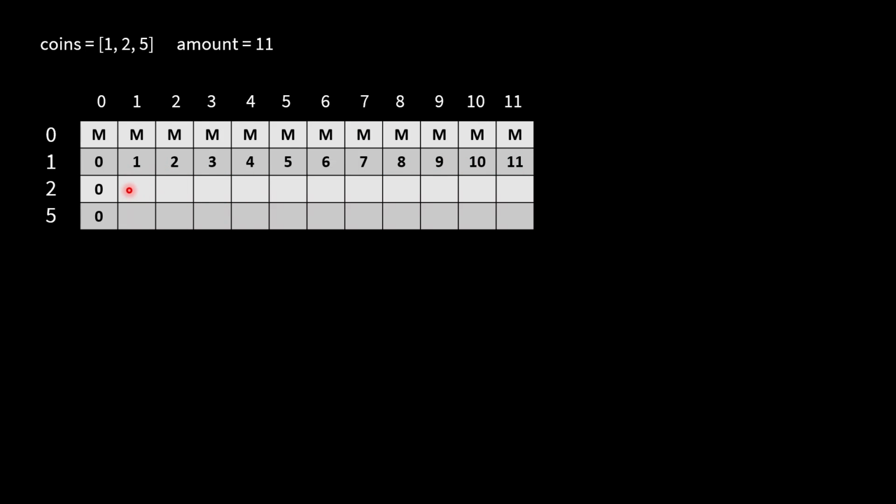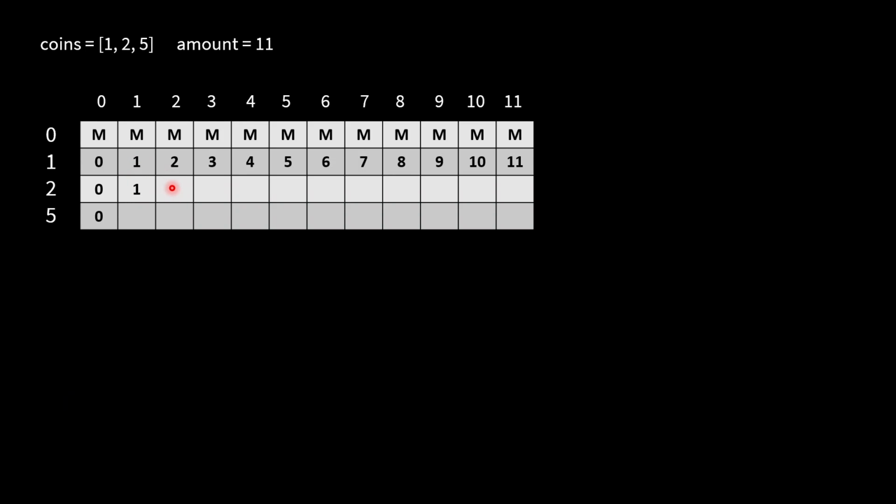Now we go to this very cell. In this cell, my target amount is 1 and my available coins are here 1 and 2. Now one thing to mention is that my target amount is less than one of my available coins. So it is impossible to achieve the target amount with this coin. So we simply take the coin of value 1 once to fill this cell. That means we simply copy this value to here.